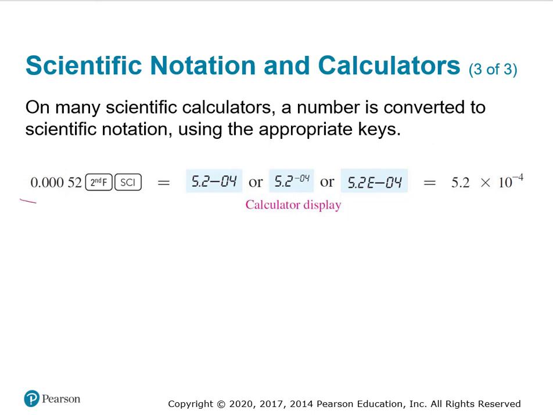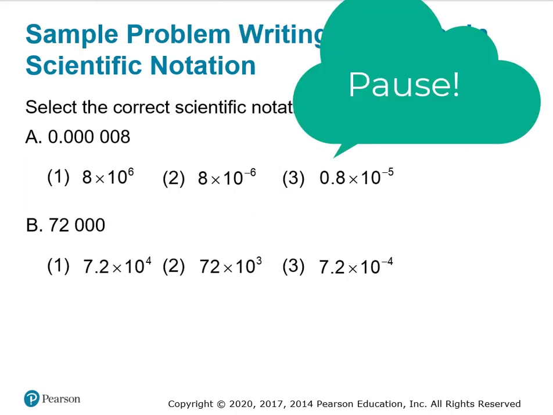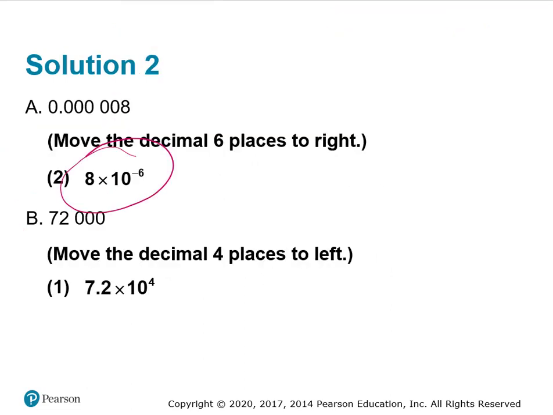On many scientific calculators, a number is converted to scientific notation using the appropriate keys. So you could put into your calculator 0.00052 and then hit these keys, and it will show you what that number is in scientific notation. Pause the video here. Choose the correct scientific notation for each A and B. Did you get 8 times 10 to the negative 6th and 7.2 times 10 to the 4th?